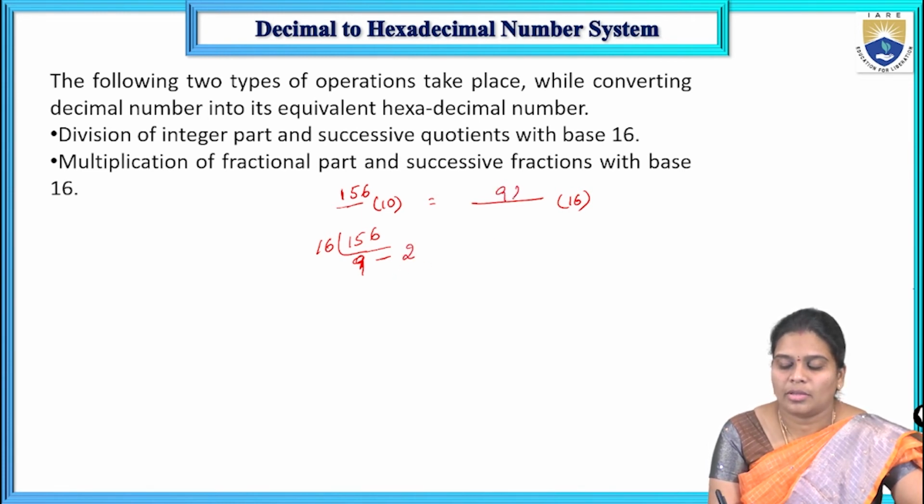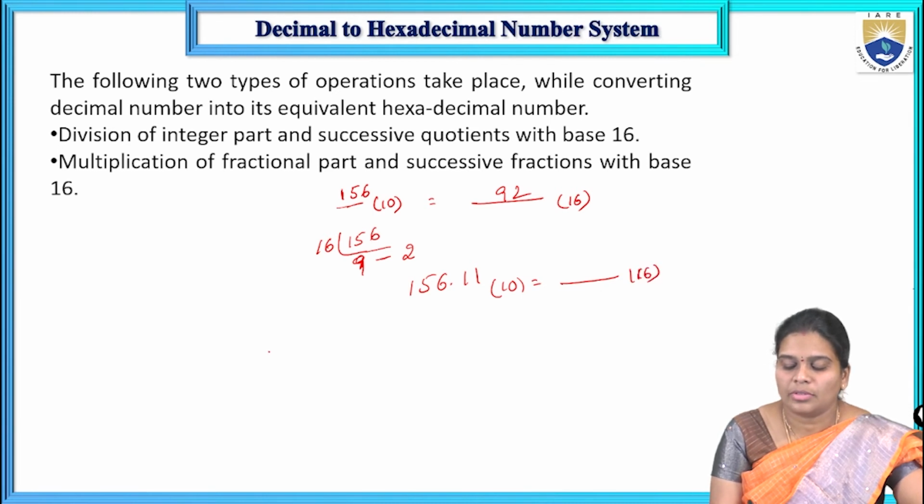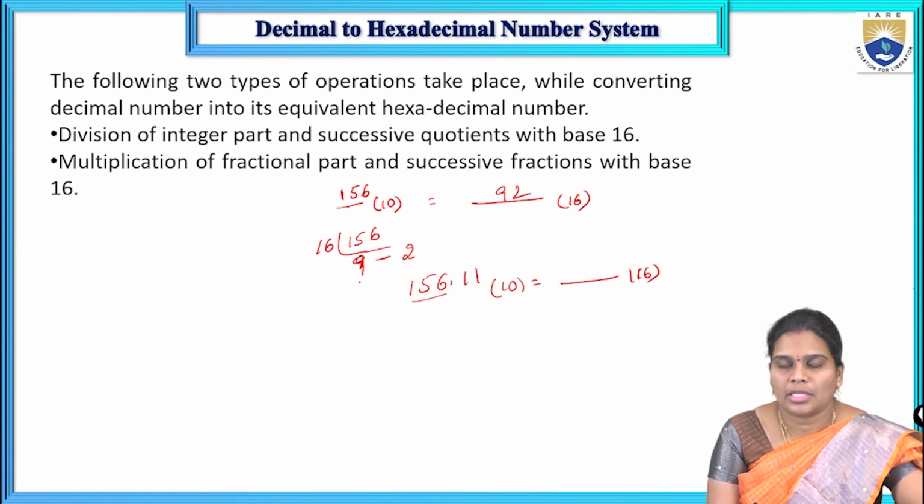So the base value is 92. Okay, so if for example we are taking integer and fraction values also, how can we convert this? In the left side value we divide by 16. In the right side value we multiply by 16.